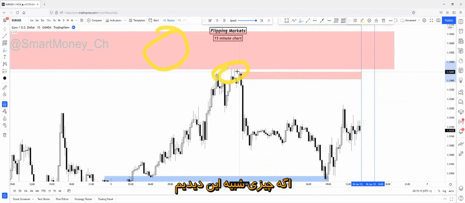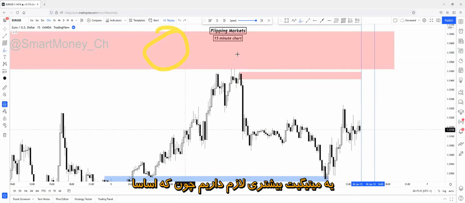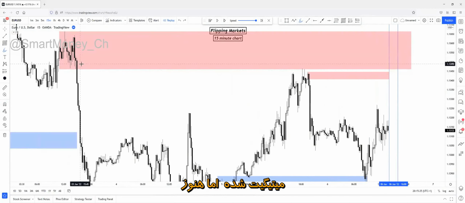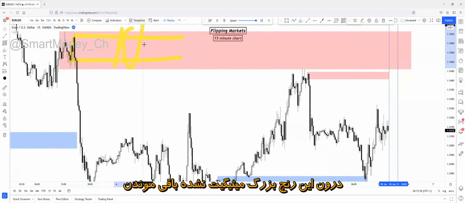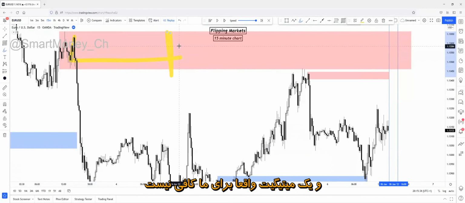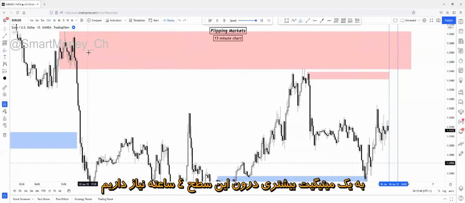If we see something like this, a small percentage tap of the 4-hour zone, we need a deeper mitigation, because basically only a small percentage of the supply zone has been mitigated, but some unmitigated 15-minute zones or 5-minute zones are still left inside of this huge range. This range is lots of pips, and one pip of mitigation isn't enough for us. So we need a deeper mitigation inside of a 4-hour zone.